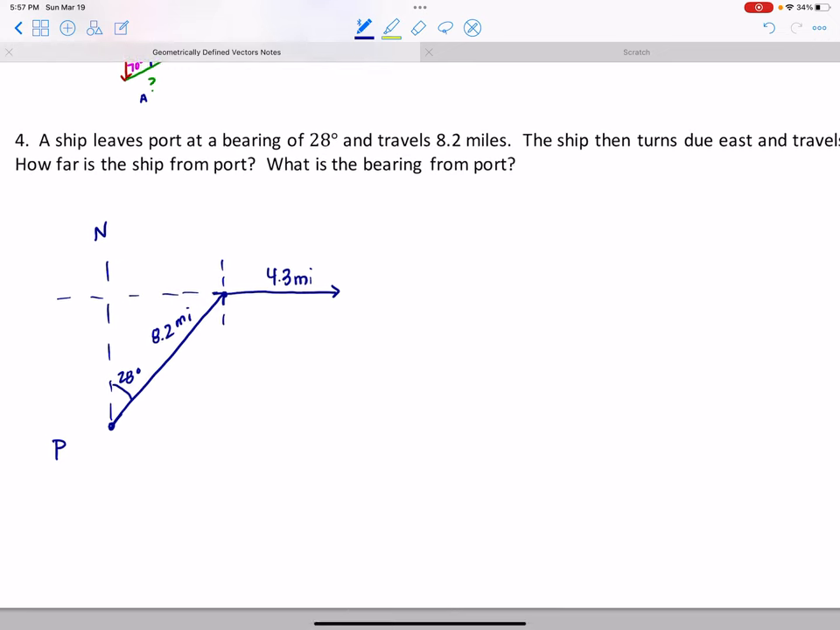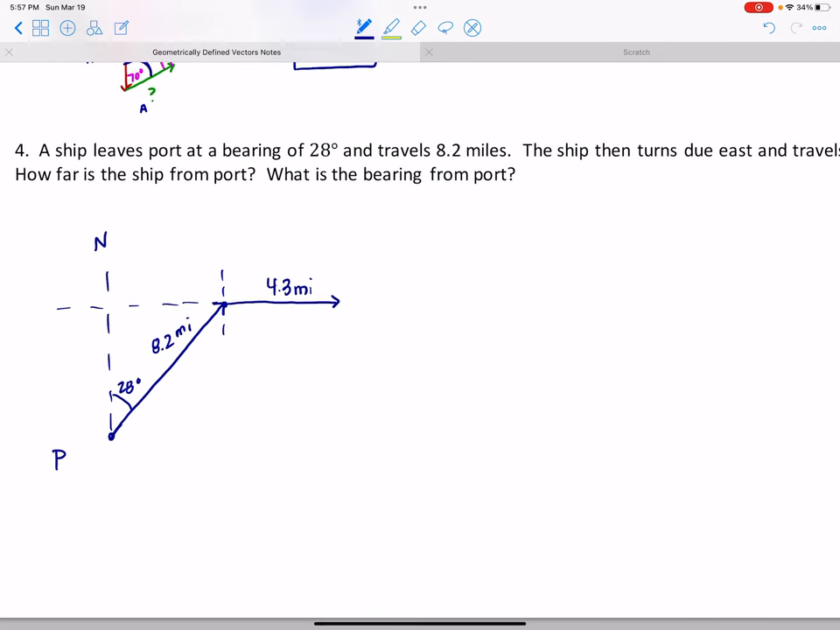So then the question is, how far is the ship from the port? Well, it started here and now it lands here. How far is the ship from the port? That is the resultant vector. And now if you look at this picture, the resultant vector, this is a head to tail situation here. Basically adding these two vectors, which sounds so simple, but it's using the same work we've been using to solve.